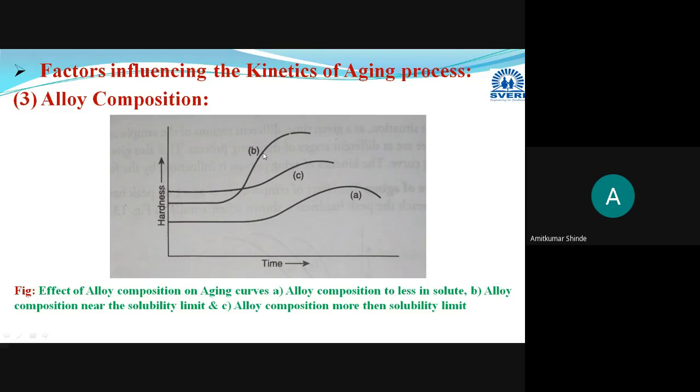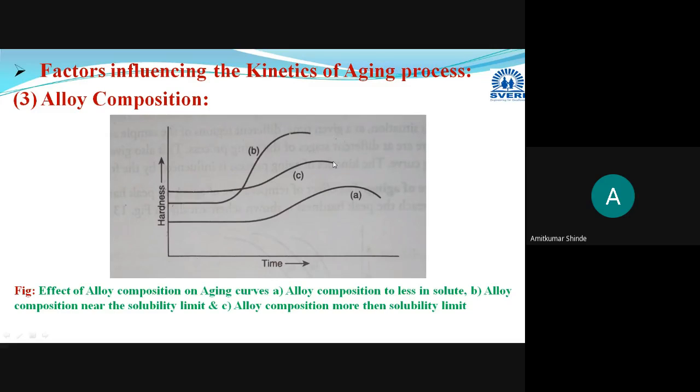Okay, that will be observed when you take an alloy with the composition very near to its solubility limit. And when you have taken the third curve, the C curve, with alloy composition more than the solubility limit, then it will give rise to intermediate phases. And due to the formation of intermediate phases, what will happen? Its hardness values will fall, and it will take more time for aging.